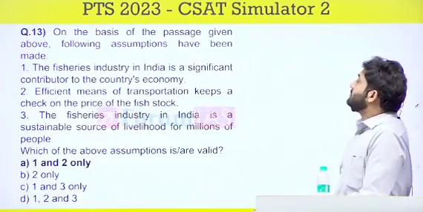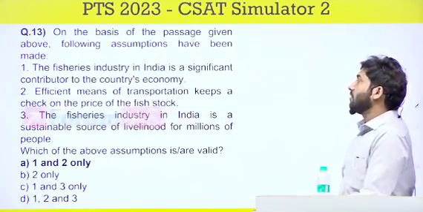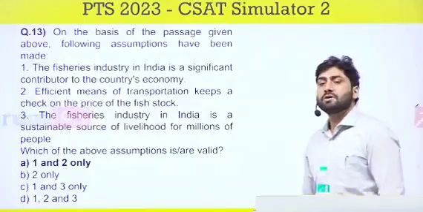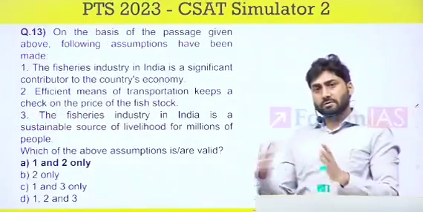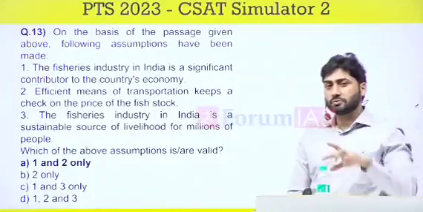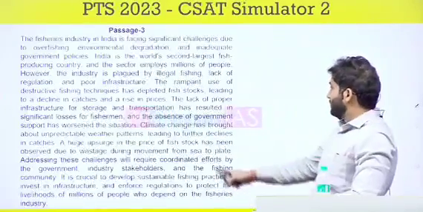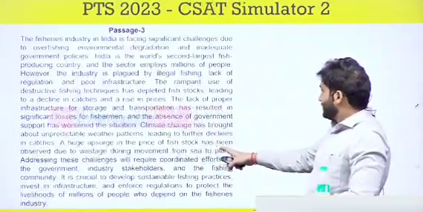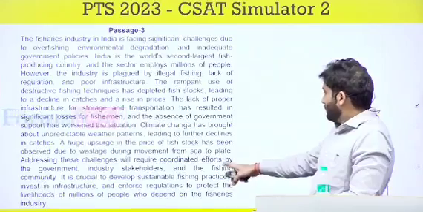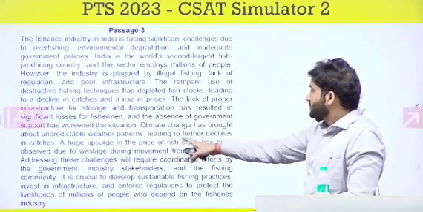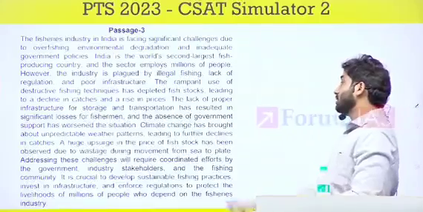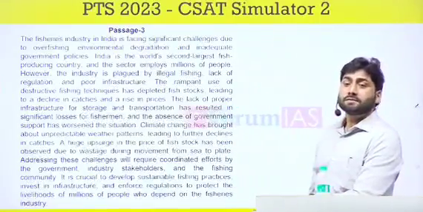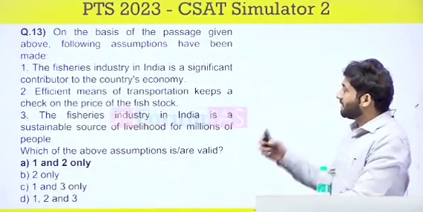Efficient means of transportation keeps a check on prices of the fish stock. That also has been pointed out, that it's being caused due to how it's being brought. Climate change, see here. Yes, this. A huge upsurge in the prices of fish stock has been observed due to the wastage during the movement from sea to plate. So that has been specifically brought out.